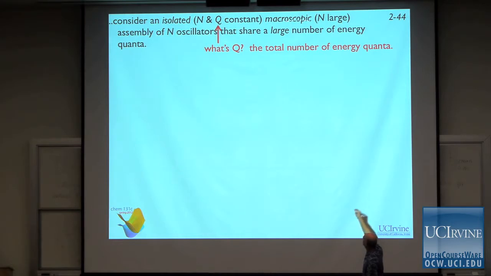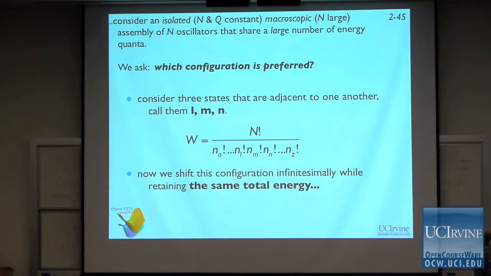An assembly of oscillators that share a large number of energy quanta. Large number of oscillators, large amount of energy. Neither one of those things is going to change. Which configuration is preferred? In other words, where is the peak in that curve that I just showed you? Let's consider just 3 states. There could be thousands. Let's consider just 3. Let's label them L, M, and N randomly.